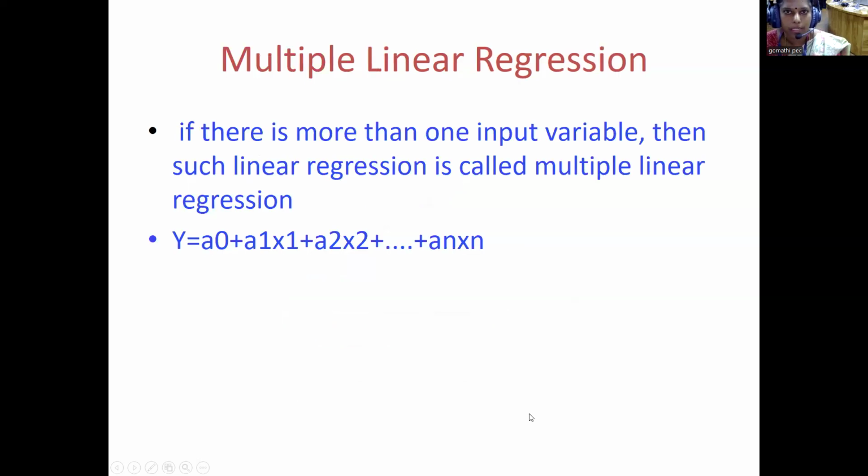Then multiple linear regression. If there is only one input variable, y equal to mx plus c, where the input variable is x, that is called simple linear regression. Multiple linear regression means more than one input variable, that is x1, x2, x3 till xn. So here y equal to a0 plus a1 x1 plus a2 x2 till an xn. This is called multiple linear regression.